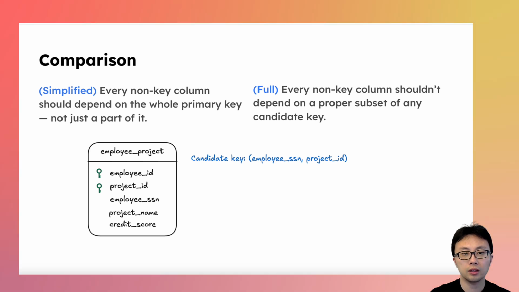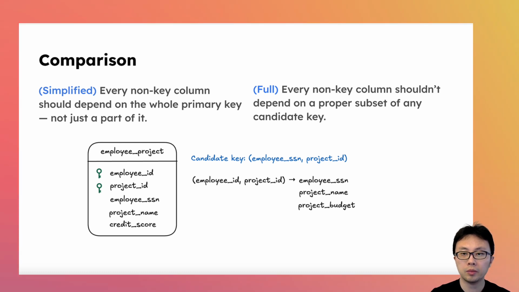The first one is about the primary key functionally determining three columns, including employee SSN, project name, and project budget. The second functional dependency is about employee SSN functionally determining the column of credit score. In case you think the design of this table is ridiculous, it is indeed. However, a reasonable and authentic design that can differentiate the simplified and the full version of the second normal form doesn't really exist. So bear with me on this.